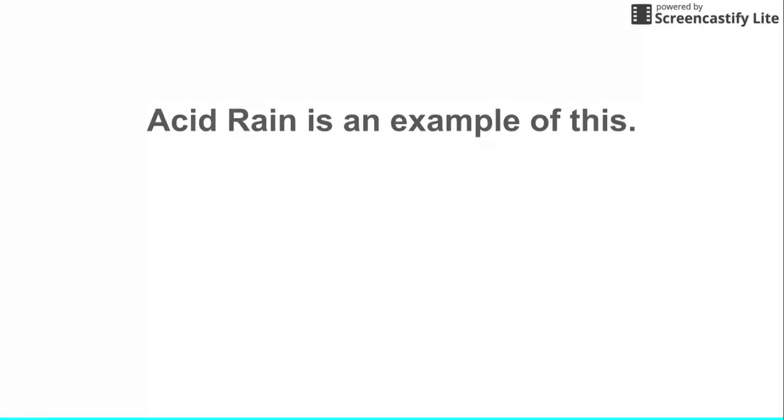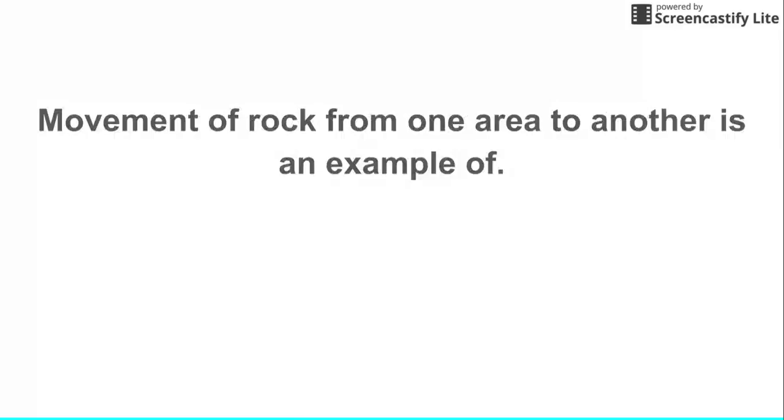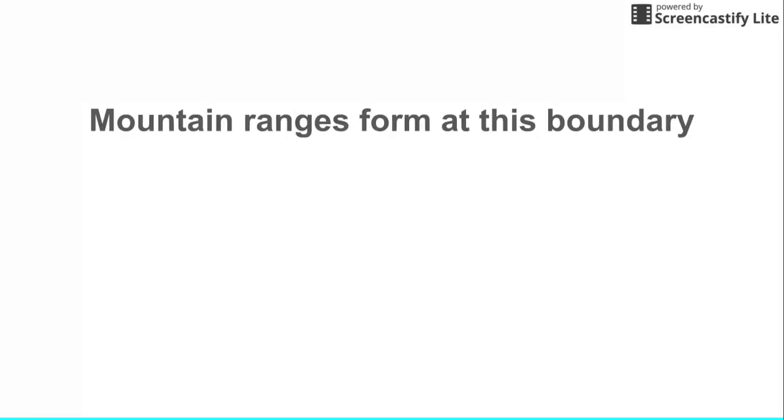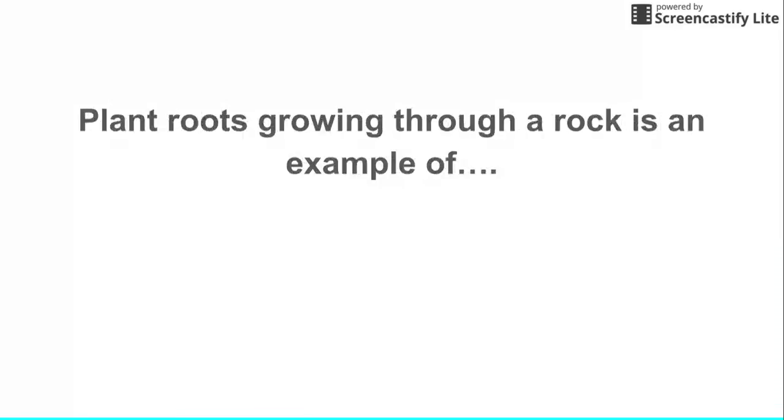Acid rain is an example of this chemical weathering. Movement of rock from one area to another is an example of erosion. Mountain ranges form at this type of boundary. Convergent. Plant roots growing through a rock is an example of mechanical weathering.